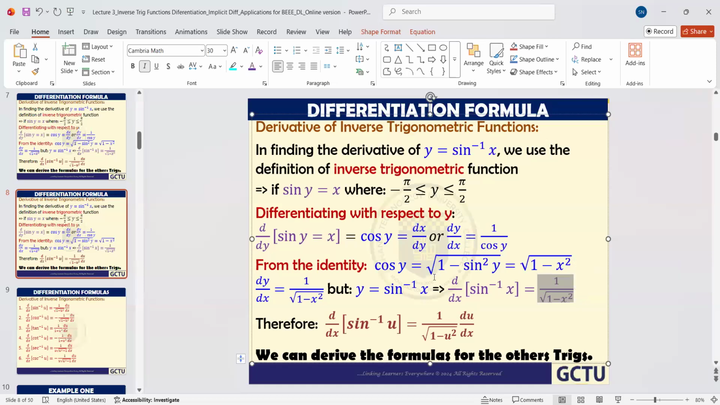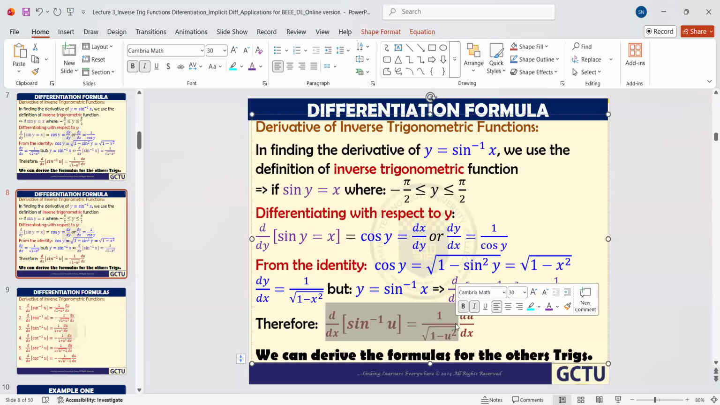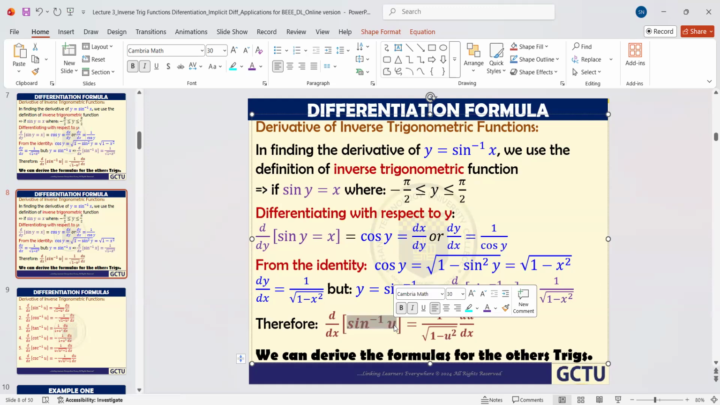Okay, so that is how we are able to come up with the standard differentiation, that anytime we are differentiating an inverse trig function, it is always 1 divided by the square root of 1 minus the angle squared. If it's sine inverse of y, it becomes y squared. If it is sine inverse of x, it becomes x squared. If it's u, it becomes u squared. So the differential of sine inverse of u will always be equal to 1 divided by square root of 1 minus u squared. Then you differentiate the angle itself that you are given.